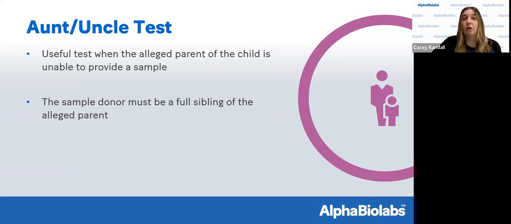The next test is the aunt or uncle avuncular test. And this is often used when the alleged parent of the child is unable to provide a sample. So in a lot of cases, it's the alleged father that is being questioned. In most scenarios, we do know who the mother of the child is, but it's the alleged father that we want to confirm. If that alleged father is unavailable or unwilling to participate in a test, you can instruct an aunt or uncle test whereby his full siblings take part in his place. And that will allow us to say whether they are biologically related to the child, and therefore you would know that the alleged parent who hasn't participated is the true father of the child.